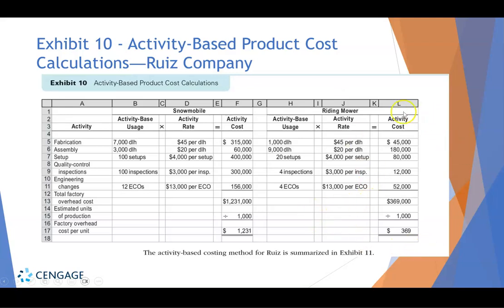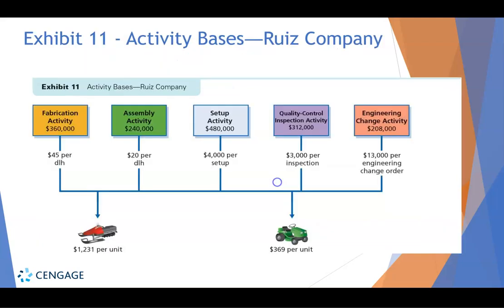And then with the riding lawnmower, look at this. Do you see the factory overhead on the riding lawnmower is only $369 per unit? Because we're only using 1,000 of the fabrication direct labor hours, where we're using 9,000 of the assembly, which is only sitting at $20. Also, for the setups, there are only 20 setups here for riding mowers, only 4 inspections, and 4 engineering change orders. So it clearly changes the perspective when you really take into account each activity. You break it down by activity.